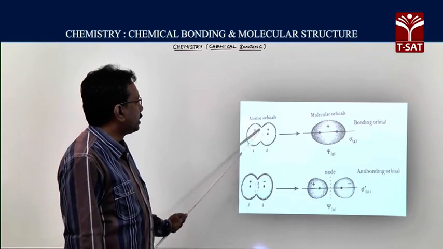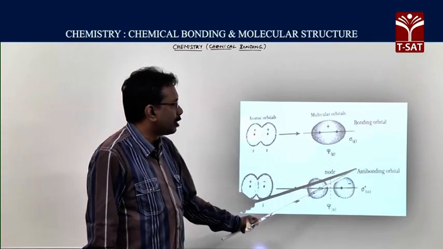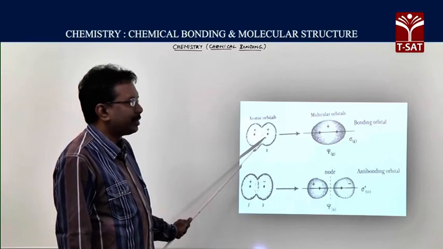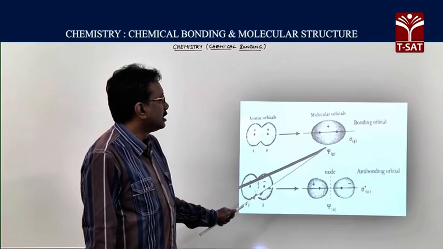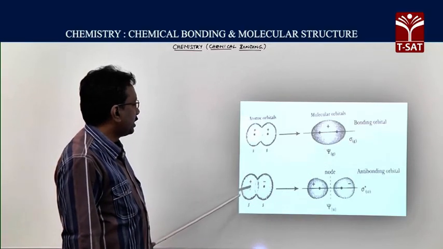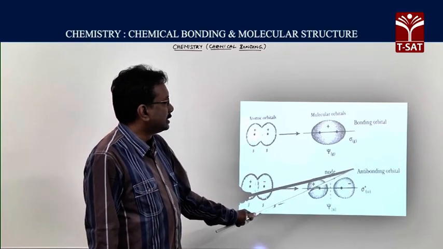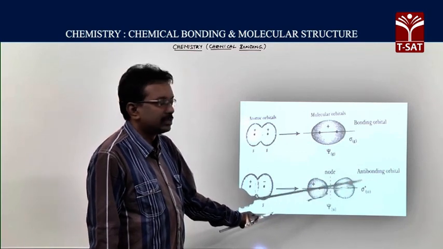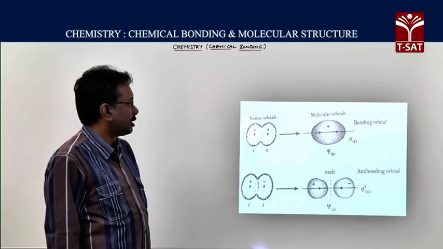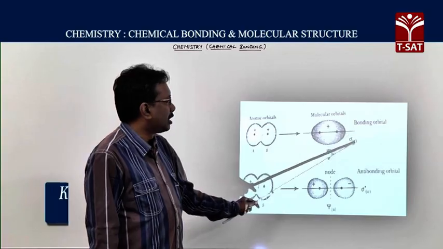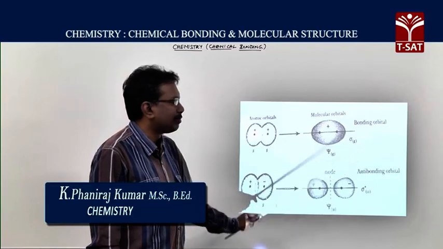So these two atomic orbitals lead to a bonding orbital and these two lead to an anti-bonding orbital. Because we are taking s and s orbital overlap, s and s combination always gives a sigma bond. That is why this is called the sigma 1s orbital. Now if you take the s-s combination here, this is also a sigma bond, but this is an anti-bonding molecular orbital. These anti-bonding molecular orbitals we represent with a star. So sigma is the bonding molecular orbital and sigma star is the anti-bonding molecular orbital. So s-s combination leads to sigma 1s bonding orbital and sigma star 1s anti-bonding orbital.